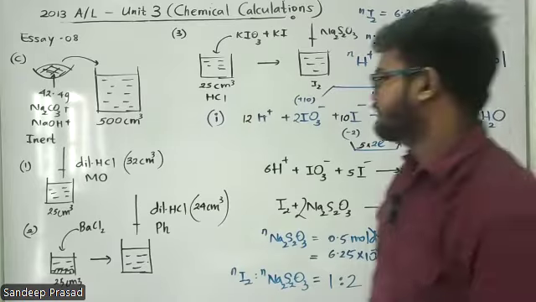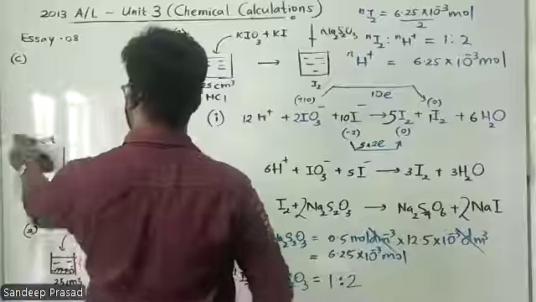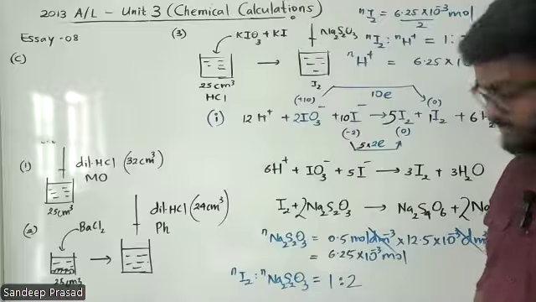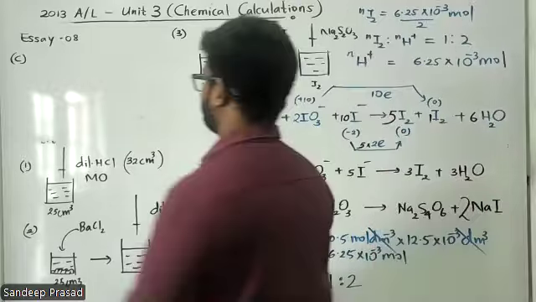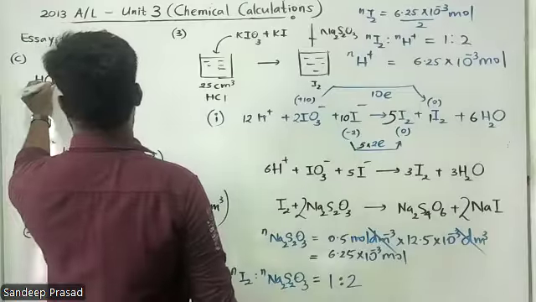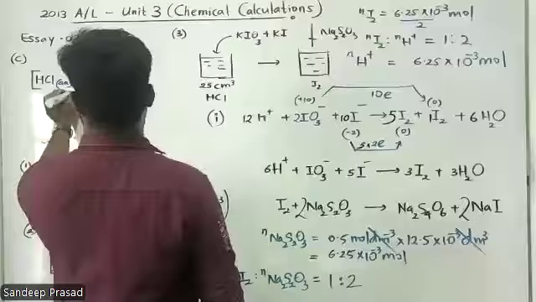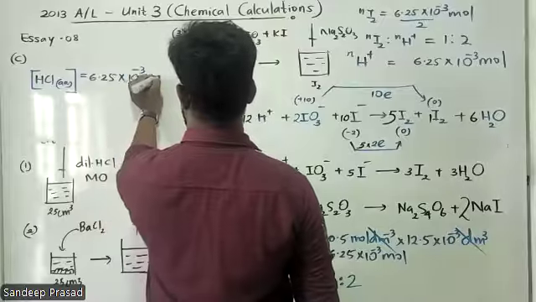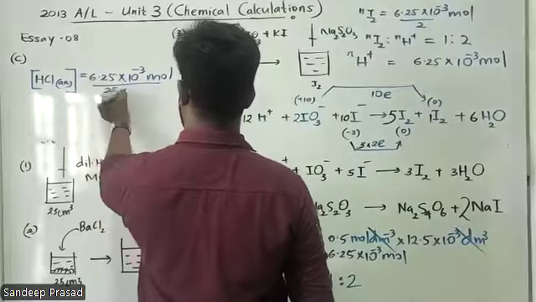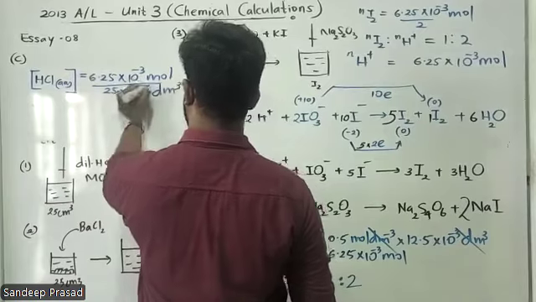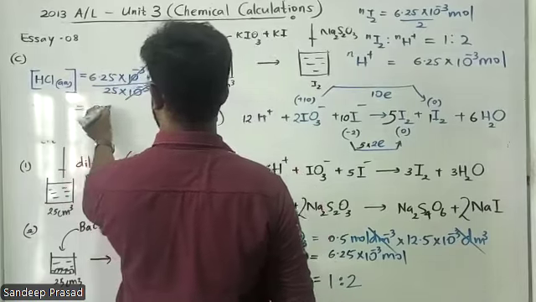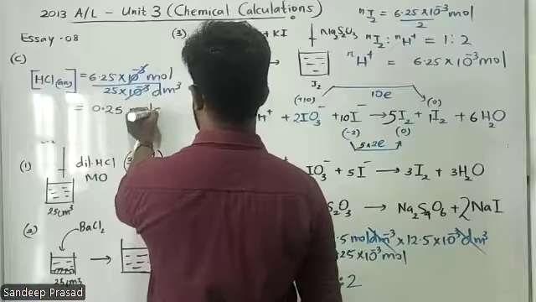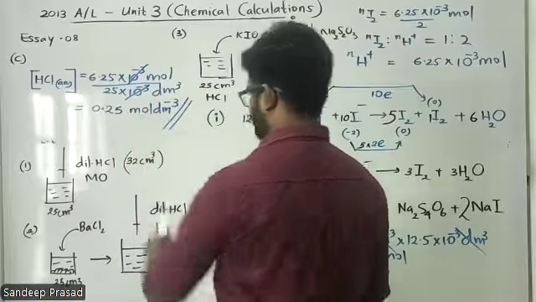Now you can find out the molar concentration. So they have used here 25 cubic centimeter volume. Then the molar concentration of HCl is equal to 6.25 10 to the power minus 3 moles divided by 25 into 10 to the power minus 3 cubic decimeter. So therefore the answer is 0.25. So this is the molar concentration of HCl aqueous solution.